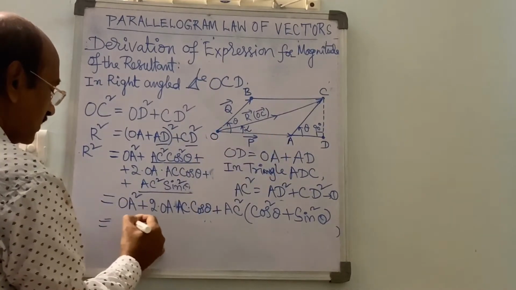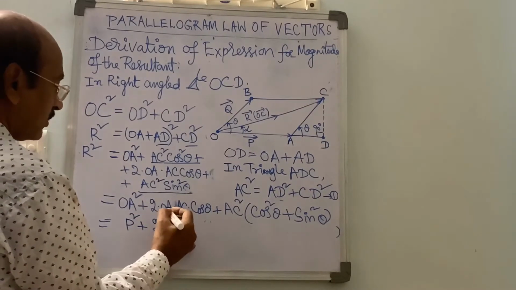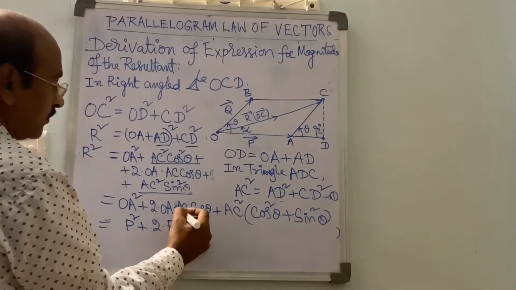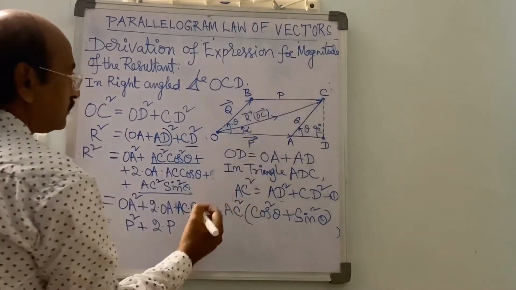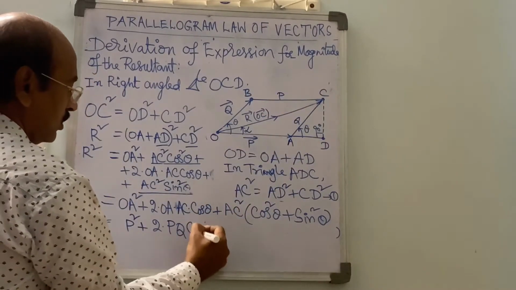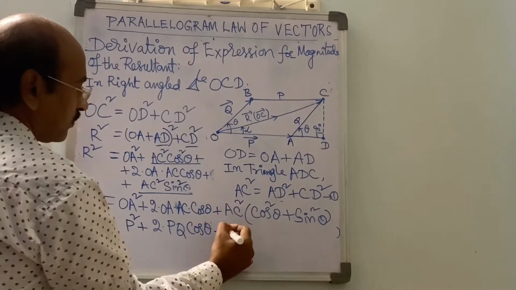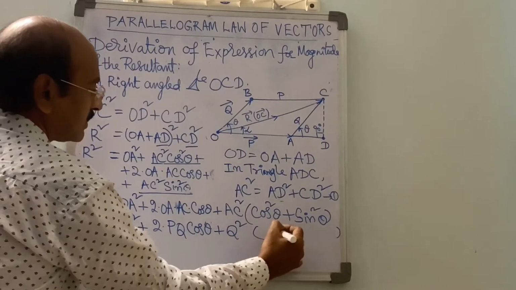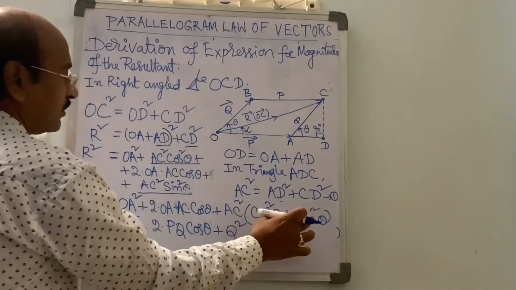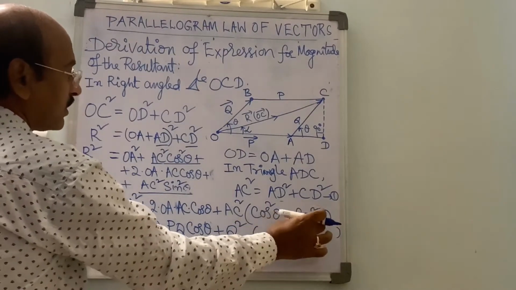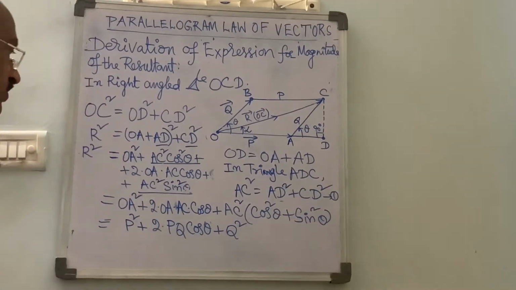So now OA means here modulus of p bar square, that is p square, plus 2 into modulus of p bar, that is p, simply AC means length, q cos theta plus AC means q square into, in bracket this is 1. So this can be, since according to laws of trigonometry, cos square theta plus sin square theta equal to 1. So this may be written as only AC square or q square.